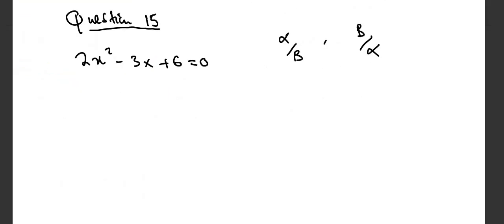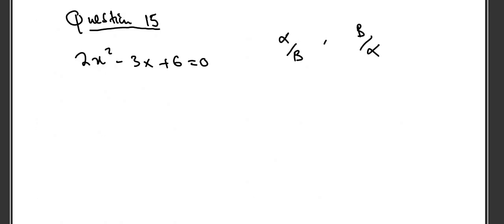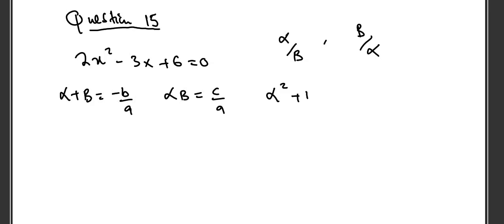So number 15, they're asking us to find the quadratic equation whose roots are alpha over beta and beta over alpha. So the few fundamentals that you have to know is that alpha plus beta is always going to be negative b over a, and alpha times beta is always going to be your c over a. And also you need to know that alpha squared plus beta squared is always going to be this expression here.